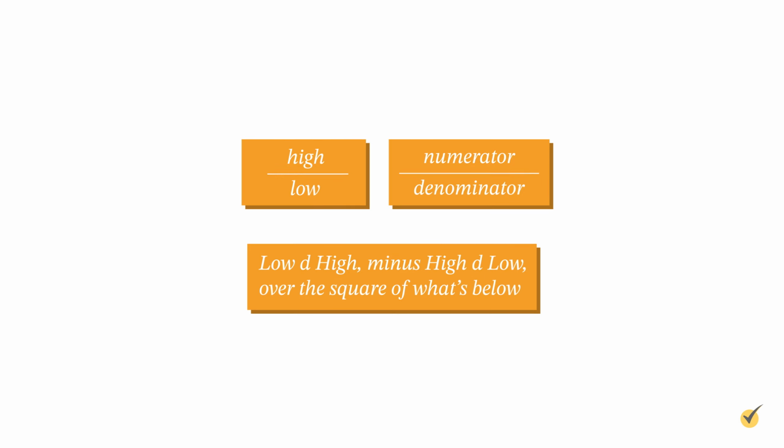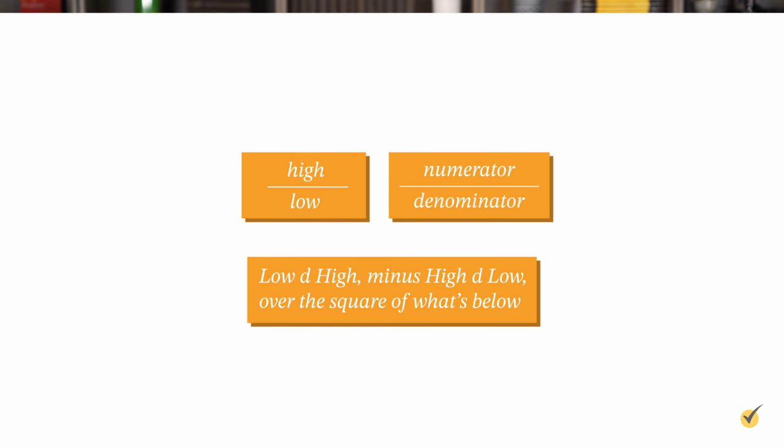Low d high minus high d low over the square of what's below. This little saying is a memory tool to help you remember the quotient rule. Now here's what that means. The derivative of a fraction will be another fraction.